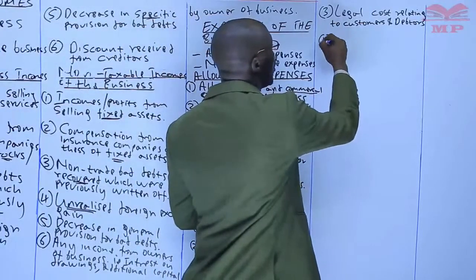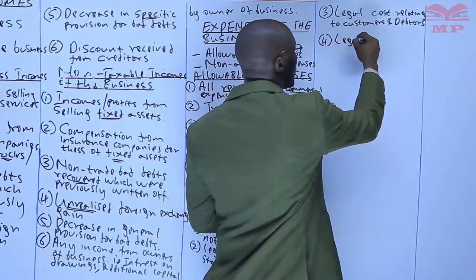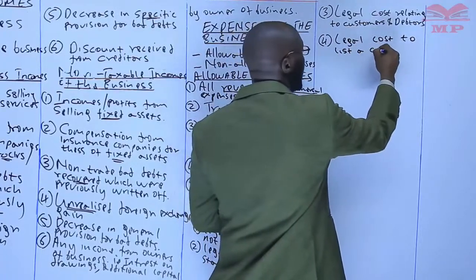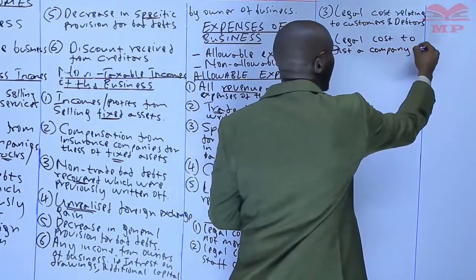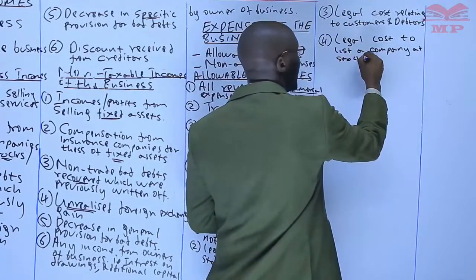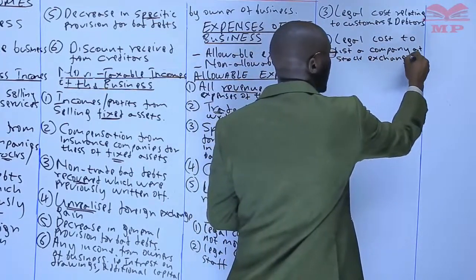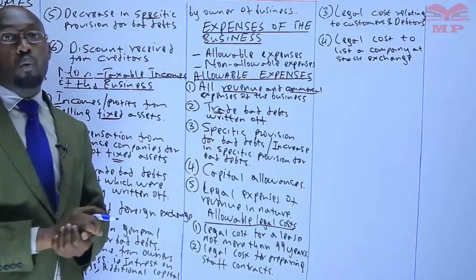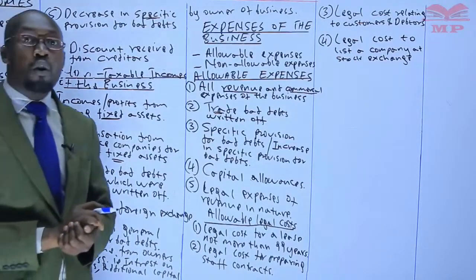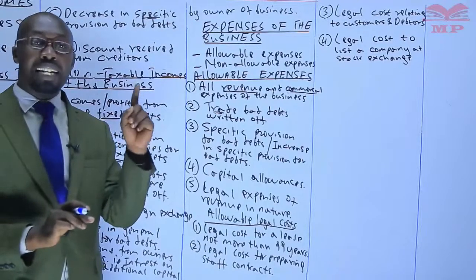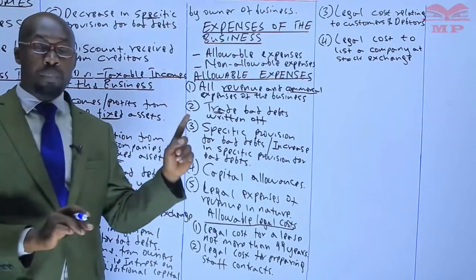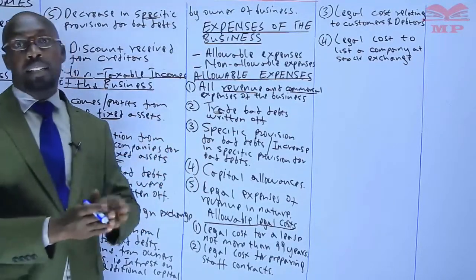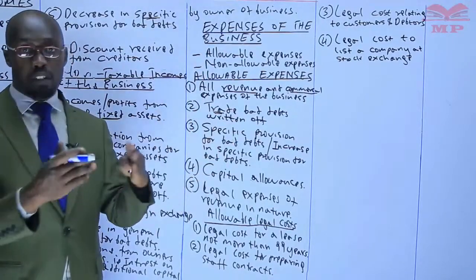Number 4, we have legal costs to list a company at the stock exchange. We normally have what we call listed companies or quoted companies. These are companies whose shares are traded at the stock exchange market. In Kenya, we have the Nairobi Stock Exchange Market. That means anybody who may want to become a shareholder of that company just needs to go there and buy shares of that company.